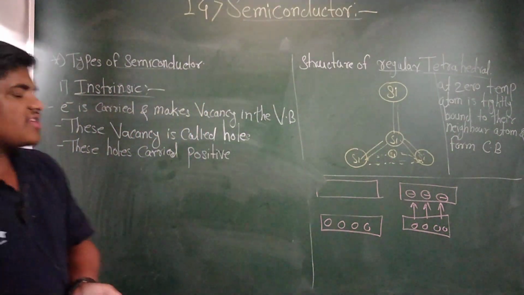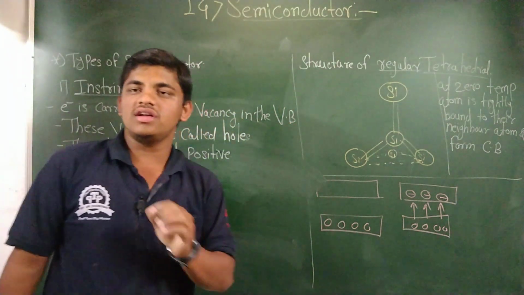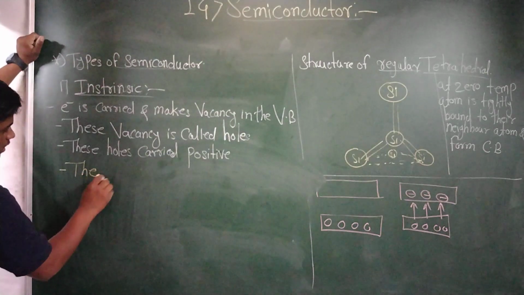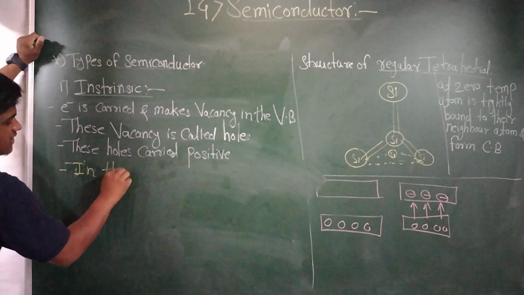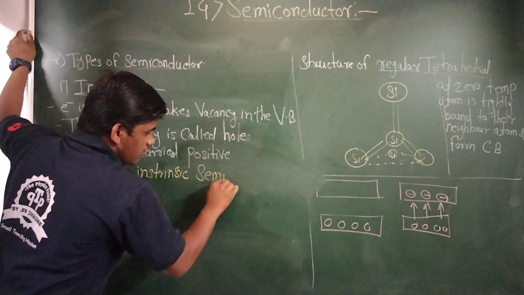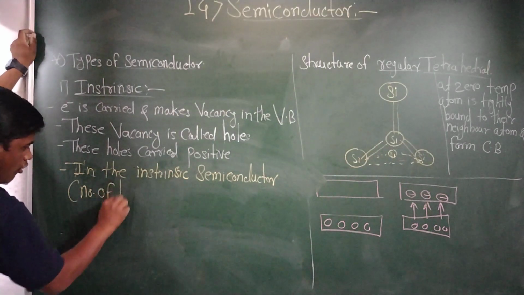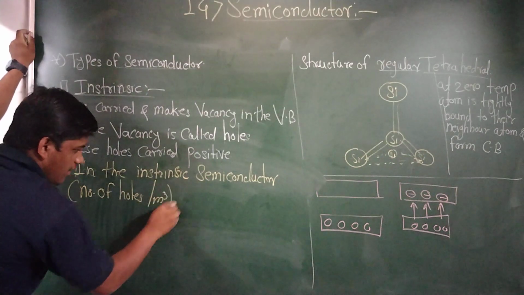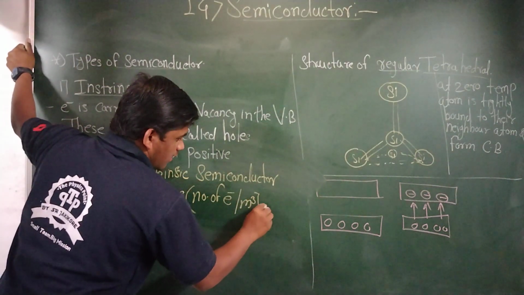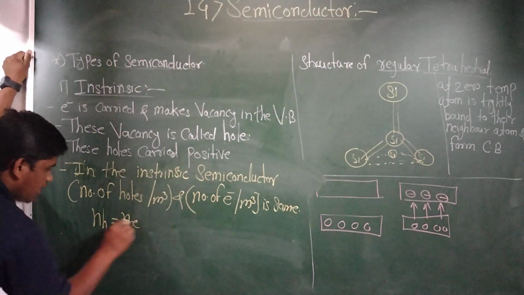In the intrinsic semiconductor or pure semiconductor the number of holes per unit volume and number of electrons per unit volume is same. This is the most important sentence for the examiner. In the intrinsic semiconductor the number of holes per unit volume and number of electrons per unit volume is the same, then I will write the number of holes, that is NH, is equal to Ne.